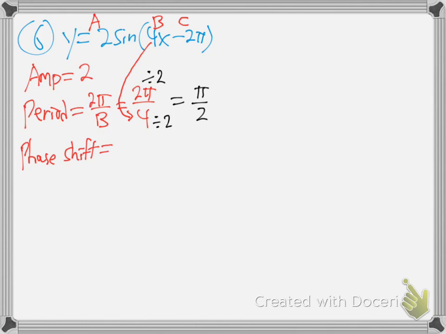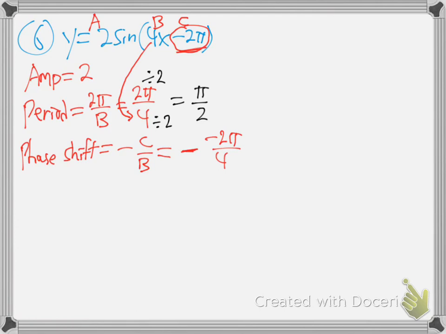Yeah, the formula for that was negative C over B. So that would be negative, and what's C? It's the whole negative 2 pi. So watch out. In the phase shift formula, there's a negative right in the front, and then notice C itself also is negative. So 2 negatives is going to become positive. Over B, B is 4.